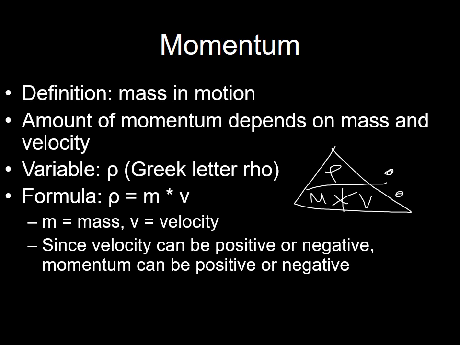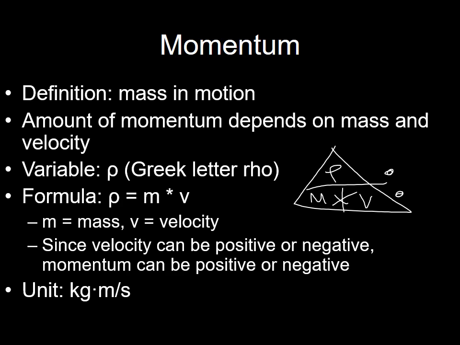Since velocity is a vector and can be either positive or negative, momentum can also be either positive or negative and is also considered to be a vector. Remember that a negative value means that it's moving in a negative direction, such as west, south, down, or left.